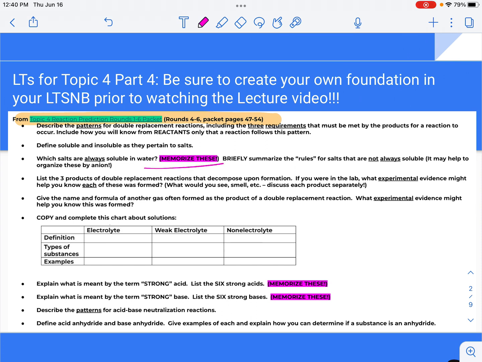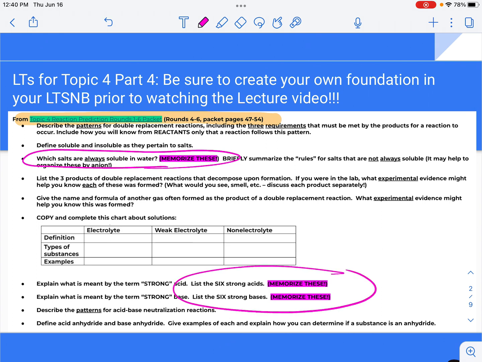There is a fair amount of information to memorize in here. You should be memorizing your always solubles and your 6 strong acids and your 6 strong bases. I also already hinted for you at the definition of acid and base anhydrides. That was from the synthesis and decomposition lecture. So if you need to go back and watch that because you can't figure it out from what you're seeing here, then definitely go back and watch that before you keep going. Okay, hopefully your learning targets are set and ready to go. Let's see what we can do.